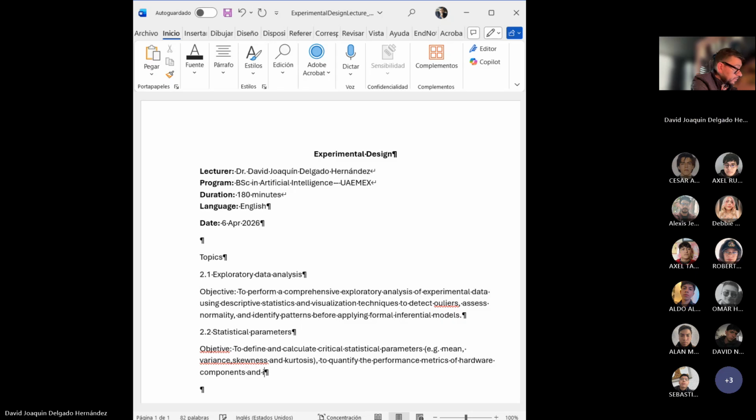and integrate these parameters into artificial intelligence validation protocols. Okay?